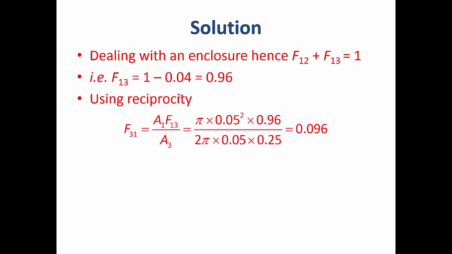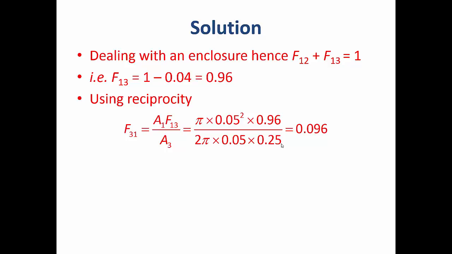We can then apply reciprocity, which would say that A1 F13 equals A3 F31, and a little bit of rearrangement allows us to work out what the value of F31 is, which is the fraction of radiation going from the wall to one end. Obviously this involves the dimensions of the tube, so here we have pi r squared for the area of one of the ends, and here we have 2 pi r l for the surface area of the interior wall.